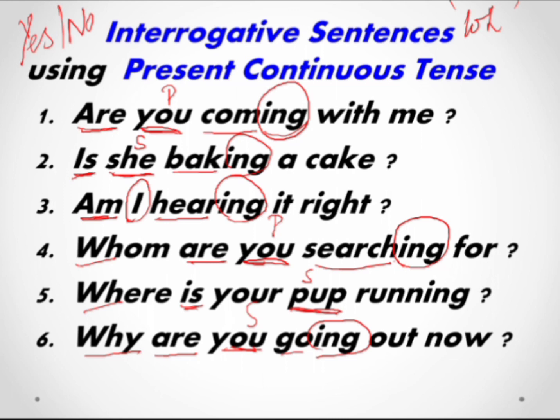To sum up, we learnt what present continuous tense is. We learnt its formation, the be verbs and the ing verbs. We learnt how to frame interrogative sentences using present continuous tense. That is, we learnt both the yes or no type of question as well as the WH questions. This marks the end of present continuous tense.